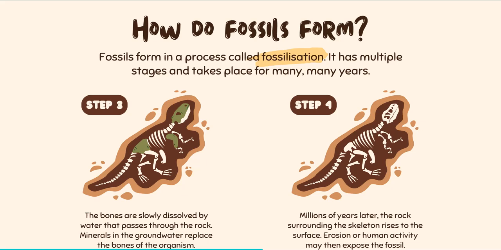Step number 3, the bones are slowly dissolved by the water that passes through the rock. Minerals in the groundwater replace the bones of the organism. Millions of years later, the rock surrounding the skeleton rises to the surface. Erosion or human activity may then expose the fossil.